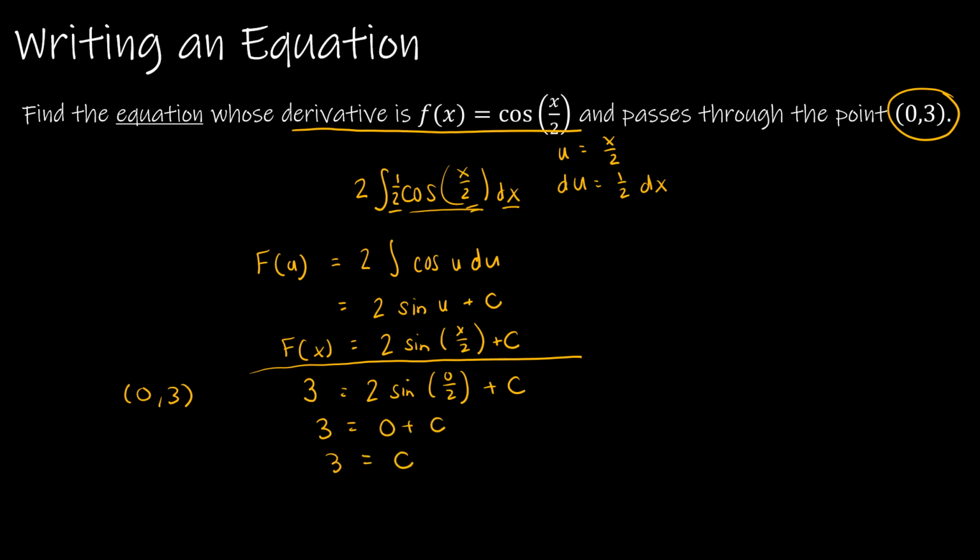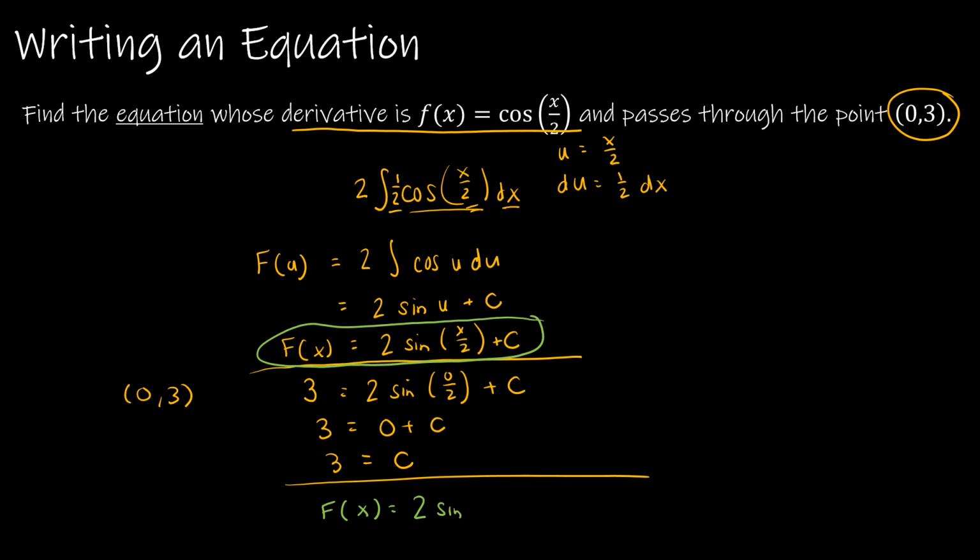So what's my final solution? The equation whose derivative is cosine of x over 2. It's this function, except with c as 3. So f of x is equal to 2 sine x over 2 plus 3. Now again, could I check my work? Of course I could. Let's find the derivative of the function that we just found.